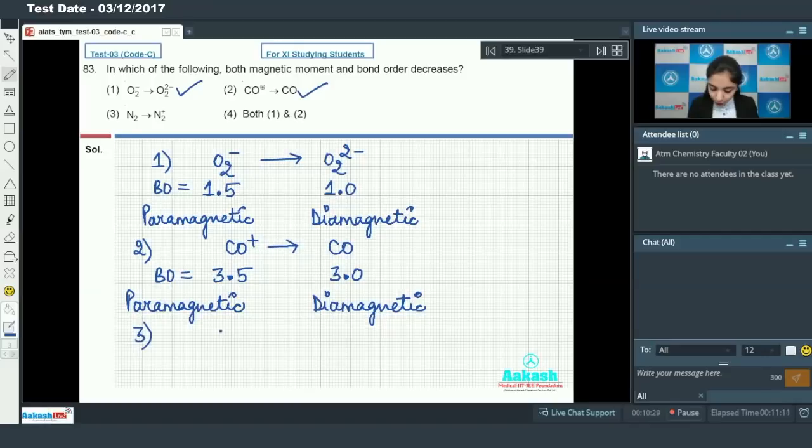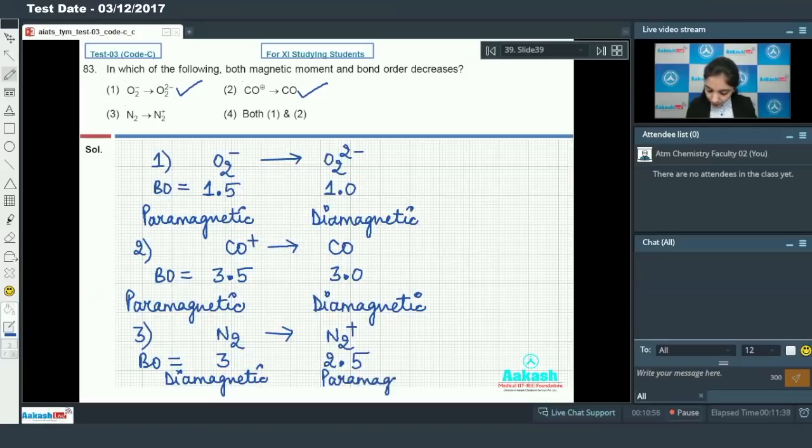Now if I talk about the third option, in which N2 is being converted to N2 positive. So the bond order of N2, as you know, is equal to 3. When an electron is removed from the bonding molecular orbital, the bond order will decrease, that is 2.5. And N2 is diamagnetic and N2 positive will become paramagnetic. So here the bond order is decreasing but the magnetic character is increasing. So this is our incorrect option. So both options 1 and 2 are correct. So option number 4 is the correct answer.